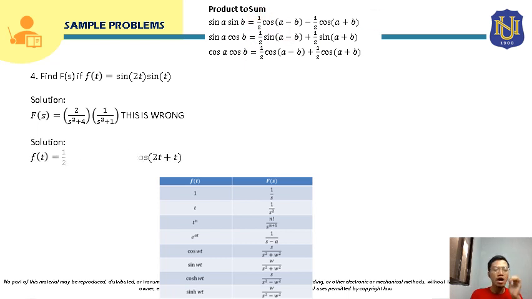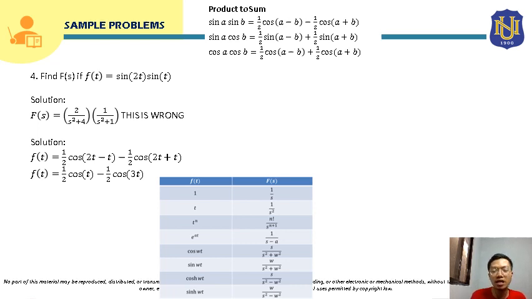For our solution, we first transform the given f of t into its equivalent sum or difference. So this will become 1/2 cosine of (2t minus t) minus 1/2 cosine of (2t plus t). We just follow this formula and substitute A and B here. Simplifying, this becomes 1/2 of cosine t minus 1/2 of cosine 3t.